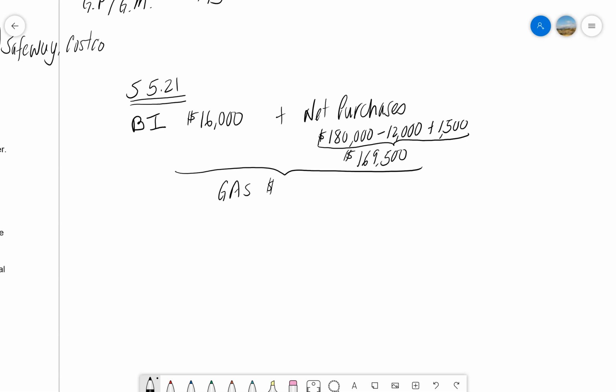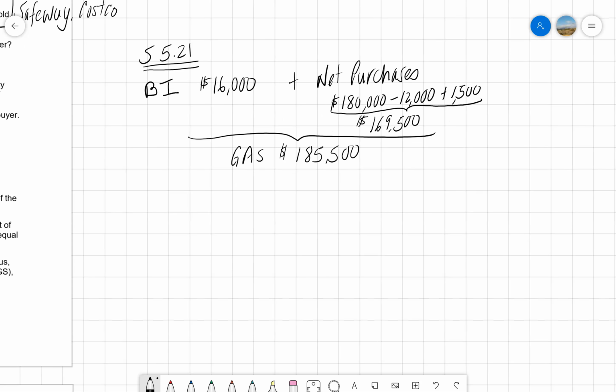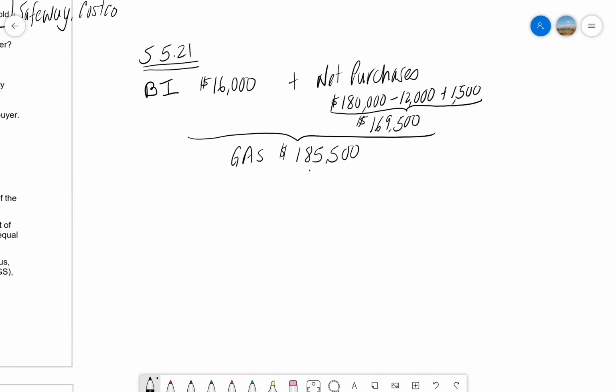And so our goods available for sale are going to be $185,500. Now, we're also told that at the end of the year, the company had ending inventory of $32,000. And therefore, based on our cost of goods sold equation, our cost of goods sold is going to be $153,500.